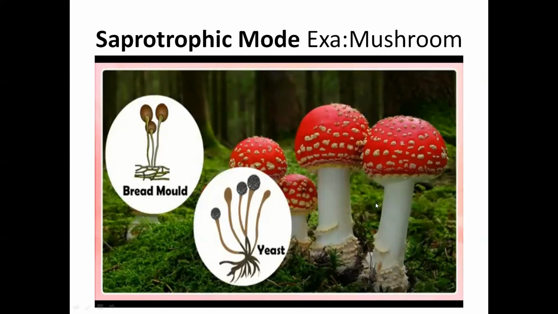You must have seen umbrella-like fluffy structures growing on rotten wood or in the soil in the rainy season. And you must have seen bread mold also, a fungus growing on decayed bread. So these are the examples: bread mold, yeast and mushroom. They are following the saprotrophic mode of nutrition.